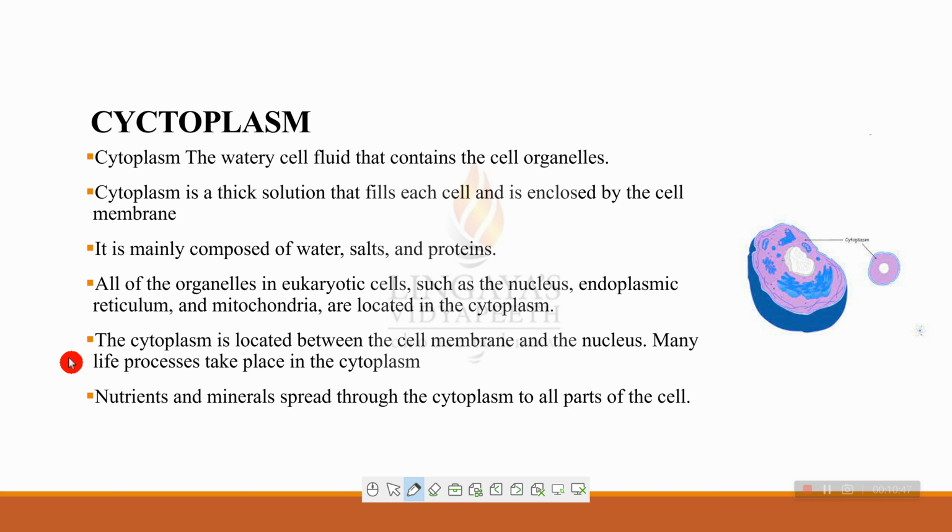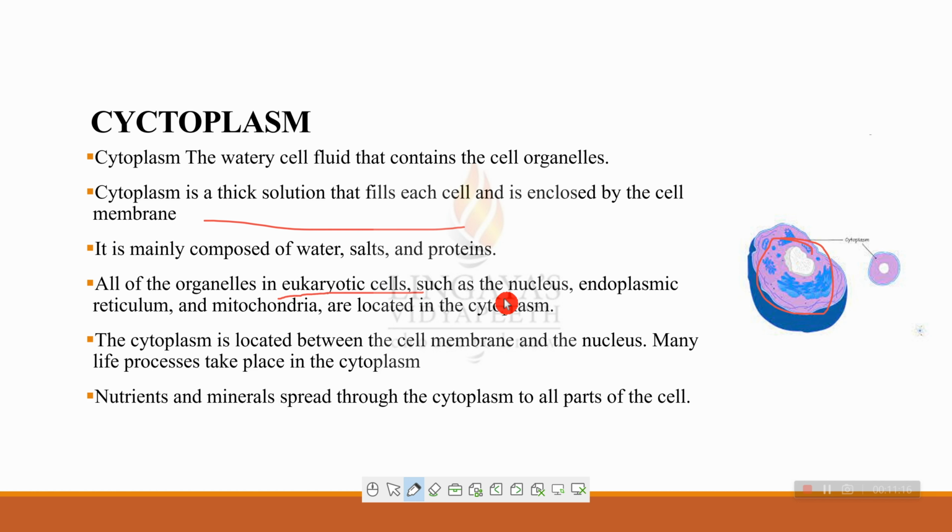Now moving on to cytoplasm. What is cytoplasm? Cytoplasm is the watery fluid that consists of cell organelles. In this fluid, the cell organelles float. It is a thick solution that fills each cell and it is enclosed by the cell membrane. It consists mainly of water, salts, proteins, ions and nutrients.